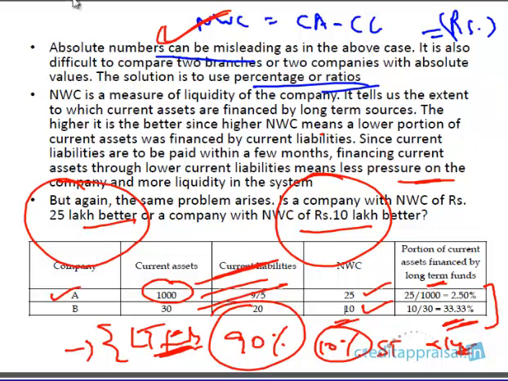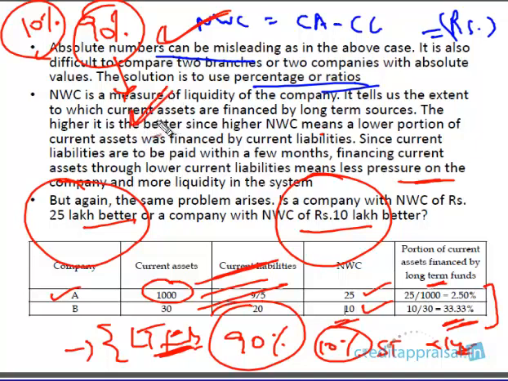But if you have the other scenario where only 10% of your current assets are financed by long-term sources and 90% are financed by short-term sources, these sources are to be repaid within 1 year. So there will be more pressure, more liquidity pressure to repay these short-term liabilities. That is essentially the concept of NWC.